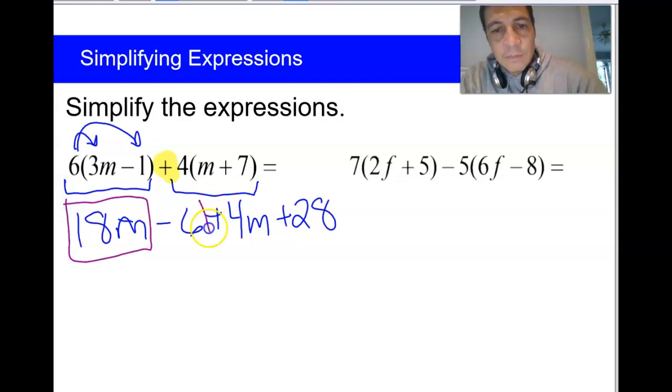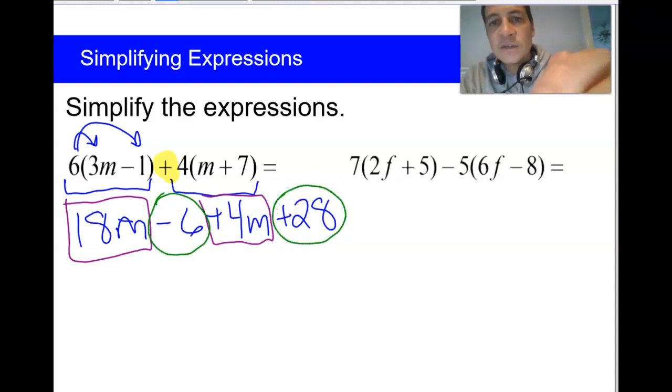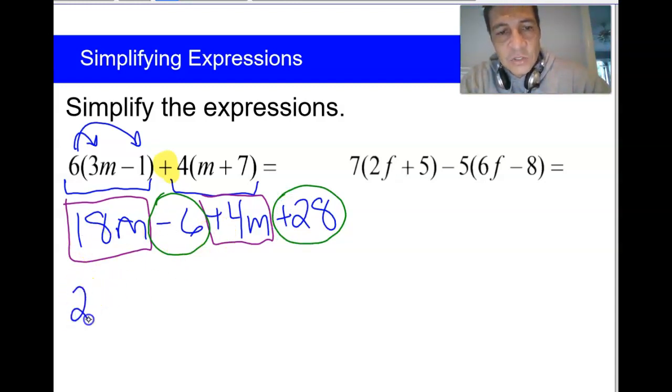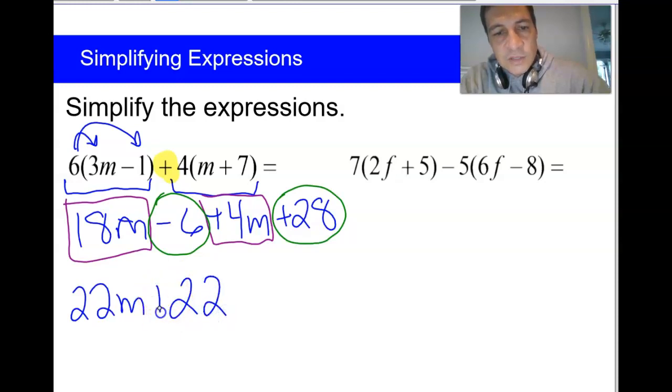I've got 18m. Grab the sign in front of the 4m. That's a positive 4m. I've also got a negative 6 because it has a minus sign in front of it, and a positive 28. When I combine those like terms, 18m plus 4m, that's 22m. A negative 6 plus 28, that's 22, and that 22 is positive, so I put a plus sign in front. Again, notice, we went from this big expression at the beginning, and it's equivalent to just this expression here with 2 terms, which is much simpler to work with.